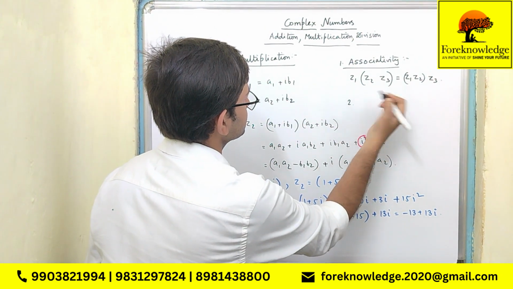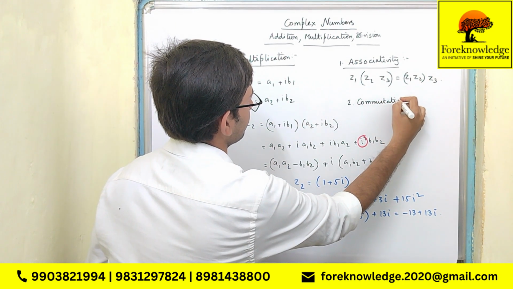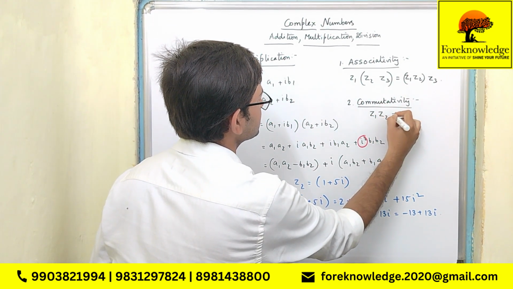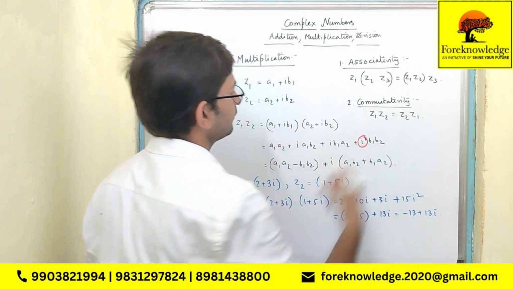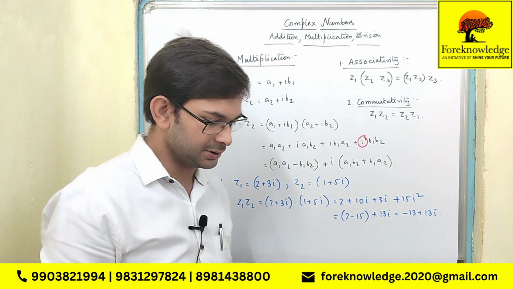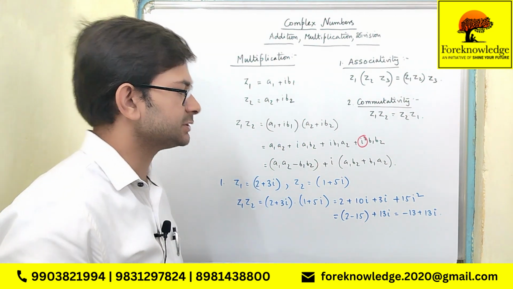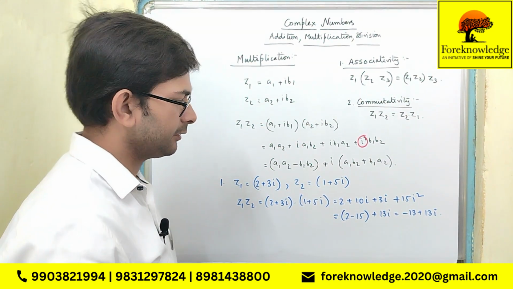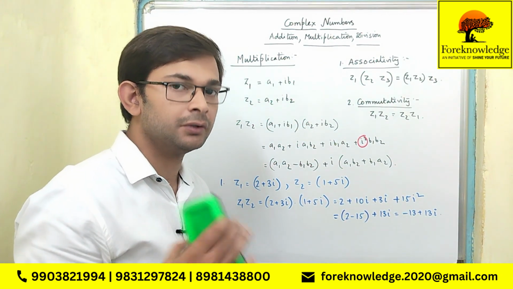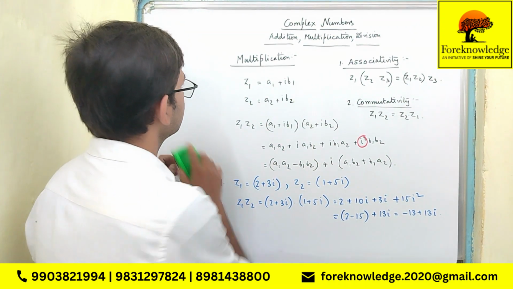And number 2 is commutativity. Property of commutativity. This is also simple. Whether you are multiplying z1 into z2 or z2 into z1, it doesn't matter. You'll get the same result. This is how we perform multiplication of complex numbers. These are the basic concepts of addition and multiplication. Now we move on to division. If you are done with this, then I'll erase it.